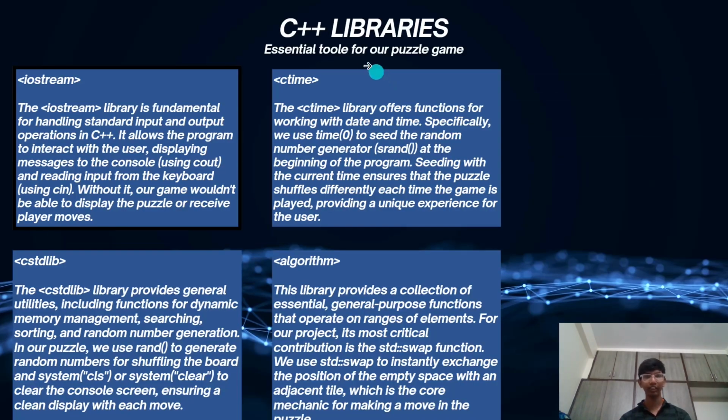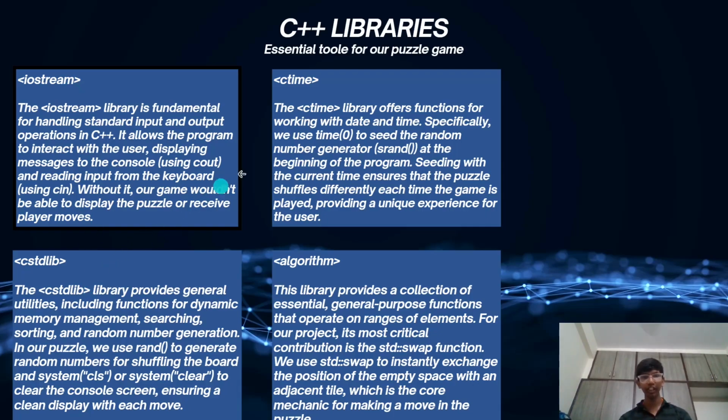Next are the libraries that I will use for my game. The first library is the most common library that is used in every C++ program, which is the iostream library. It stands for input output stream library. It allows the program to interact with the user. It provides the functions cout and cin, which we use for displaying on the screen and taking input from the user.